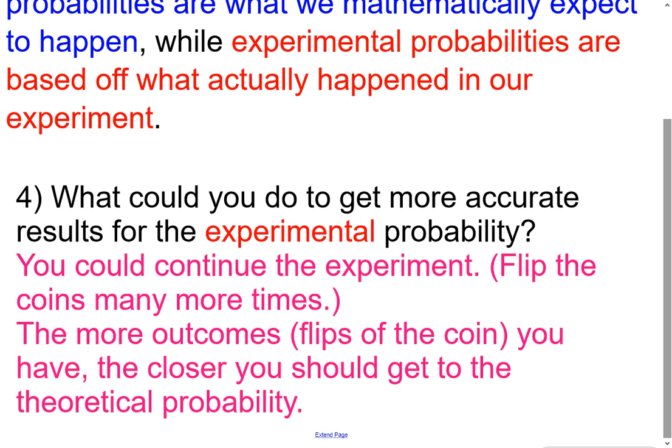The other thing, it says the more outcomes, or in this case, the more times we flip the coin that you have, the closer you should get to the theoretical probability. So if we can run an experiment hundreds and thousands of times, we should get really close to that theoretical probability.